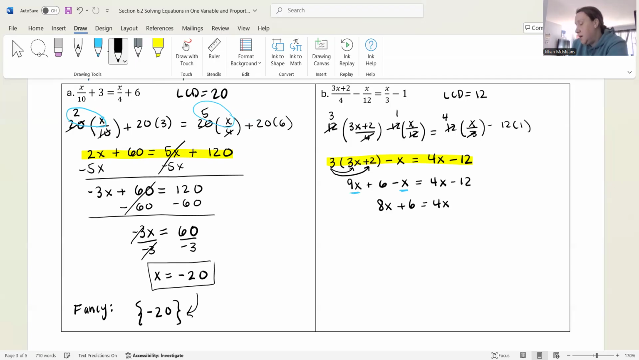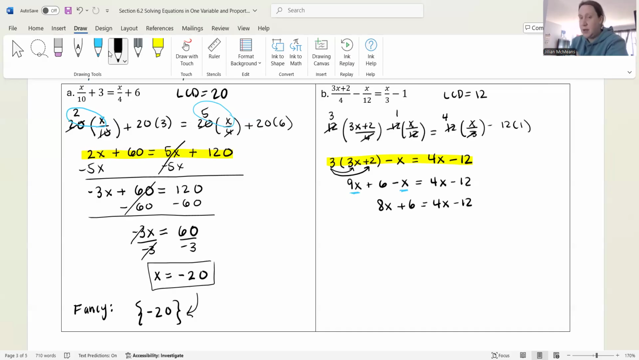It's 4x minus 12. At this point, when you have at most 2 terms on each side, a single variable term and a single constant term on each side, this is when you apply the addition property of equality. We want to get the x's together, typically on the left. All right, so that 4x on the right, I want to move it to the left.